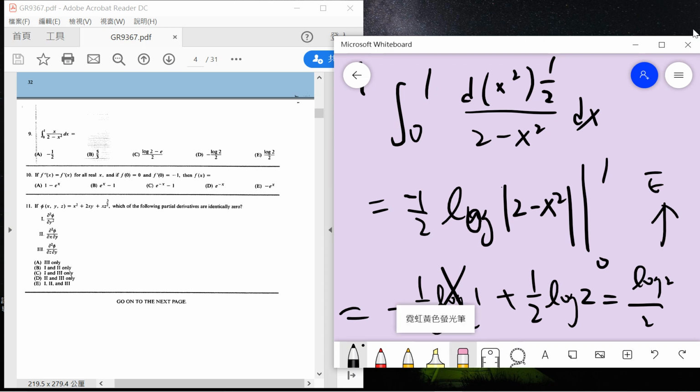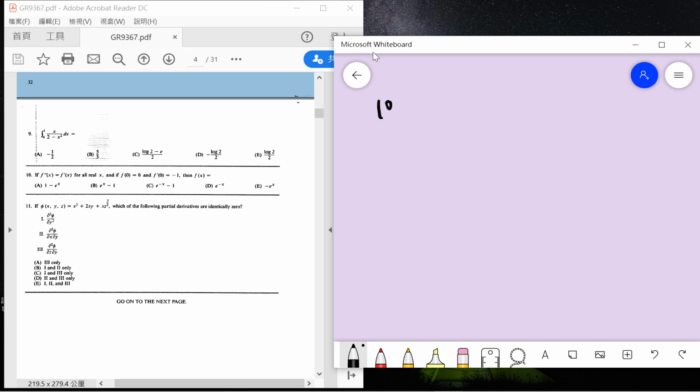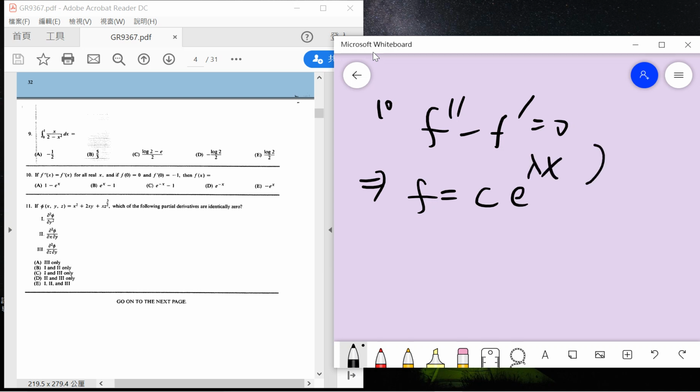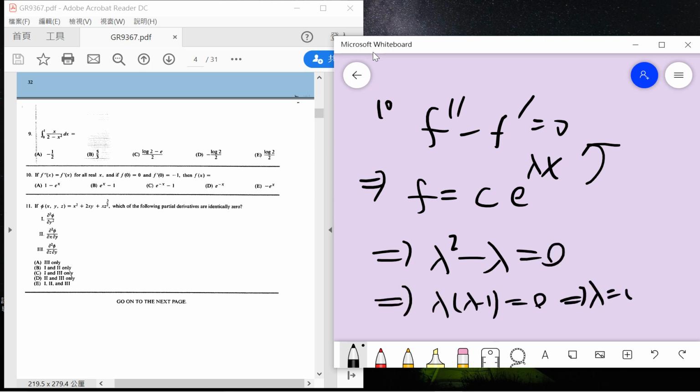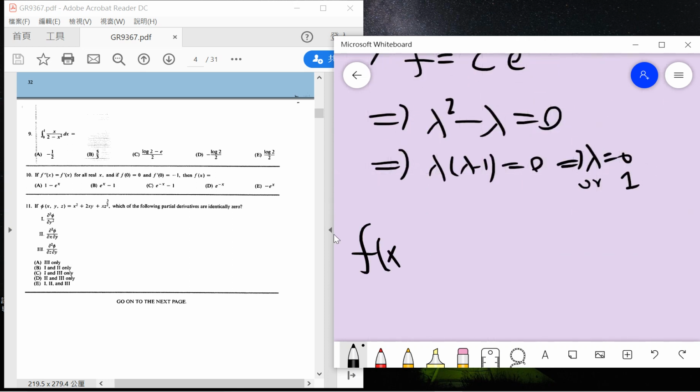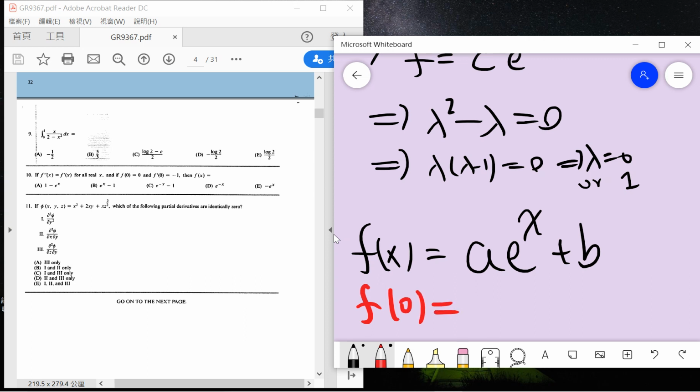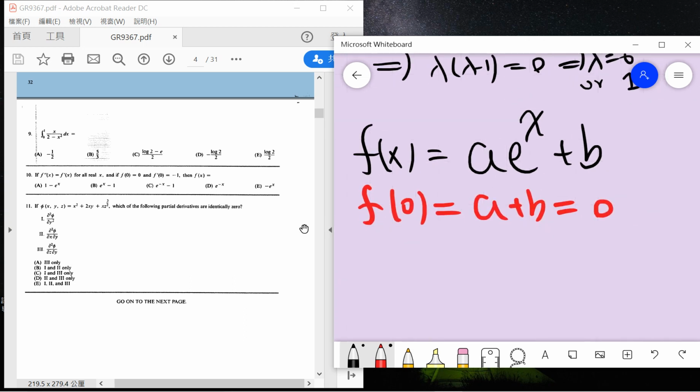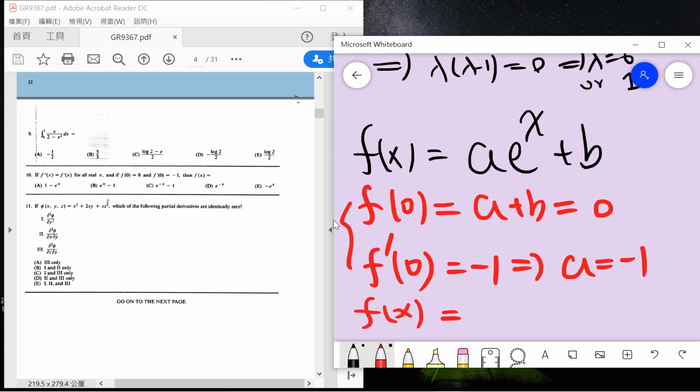Okay, so number 10, simple differentiation, simple ODE. This is a constant coefficient ODE, so we need f to be C times exponential lambda x. Plugging in, we have lambda minus lambda squared minus lambda equals 0, so lambda minus 1 equals 0, so lambda is 0 or 1. So the possible function is a exponential x plus b. And f(0) is 0 tells you that a plus b is 0. And f prime of 0 is minus 1 tells you that a is minus 1. So a is minus 1, so b is plus 1, right? So the answer is 1 minus exponential x. So the answer is A.